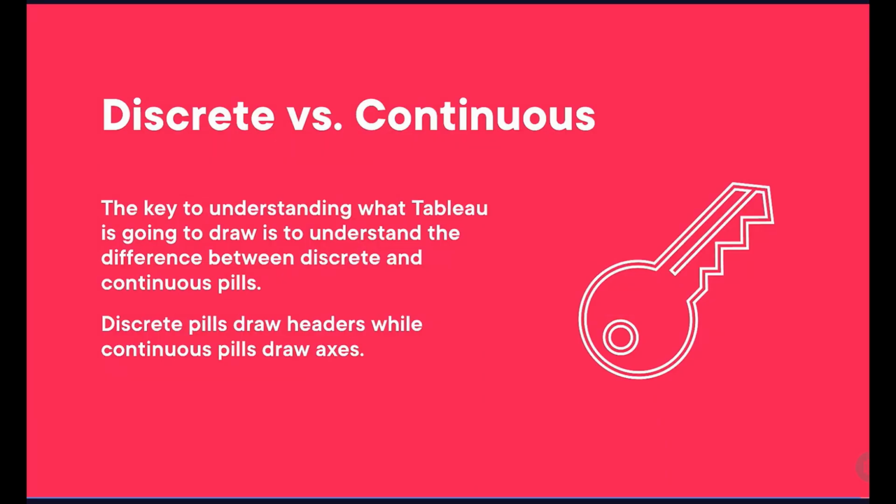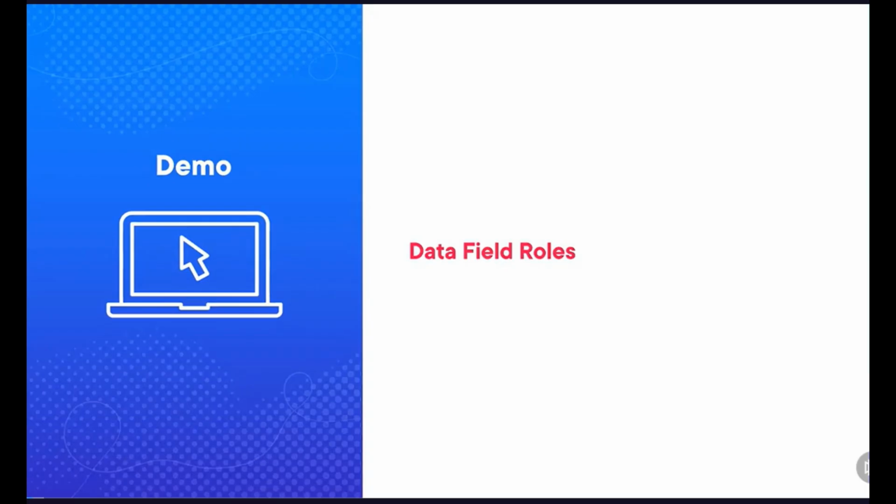The key to understanding what Tableau is going to draw is to understand the difference between discrete and continuous pills. Once again, discrete pills draw headers and continuous pills draw axes. Now in this demo, we will look at data field roles in Tableau Desktop.